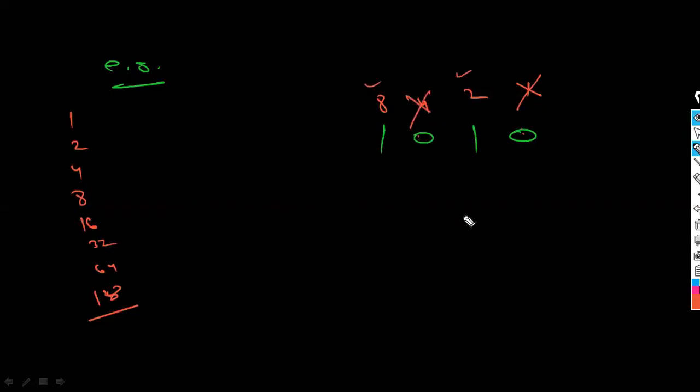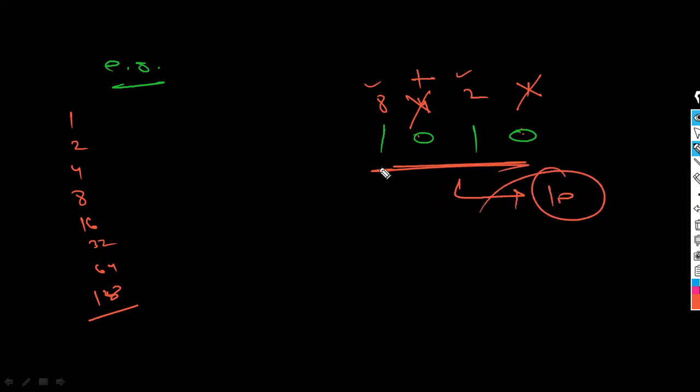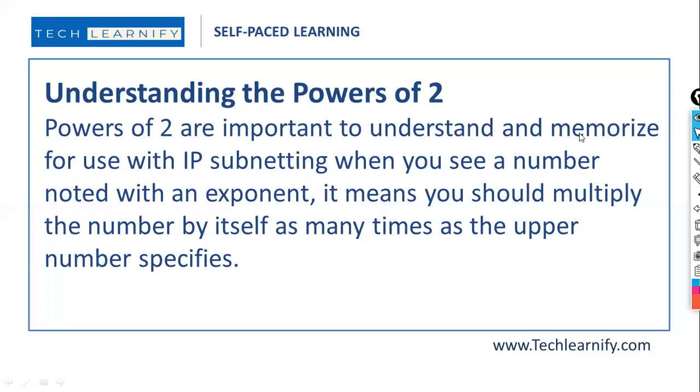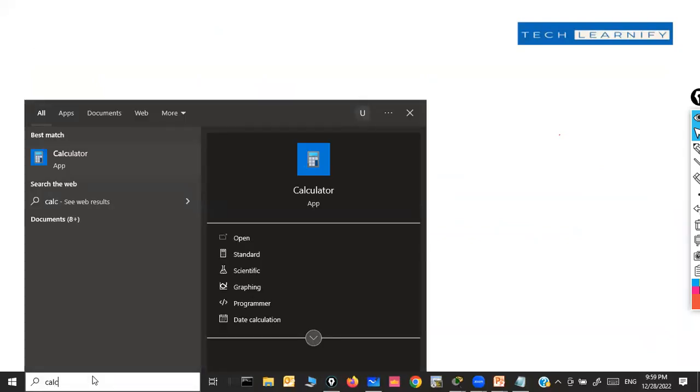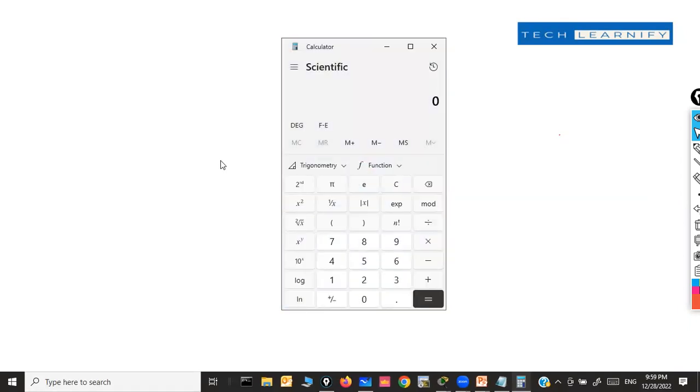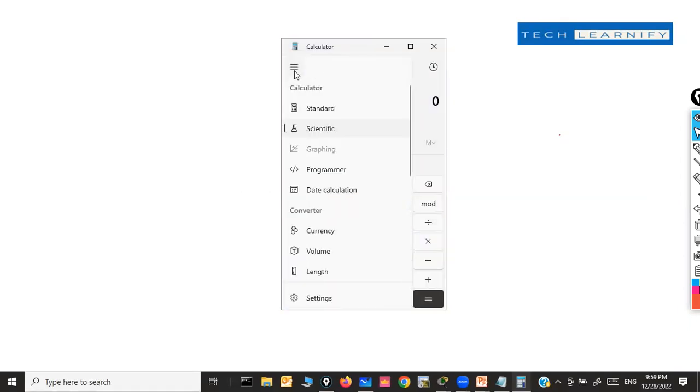So here 8 and 2. So 8 plus 2 is 10. So what is the decimal value? 10. 1010 means 10. And you can do cross verification from your calculator. Again, understanding binary to decimal and even decimal to binary will sometimes be important in subnetting, in fact.